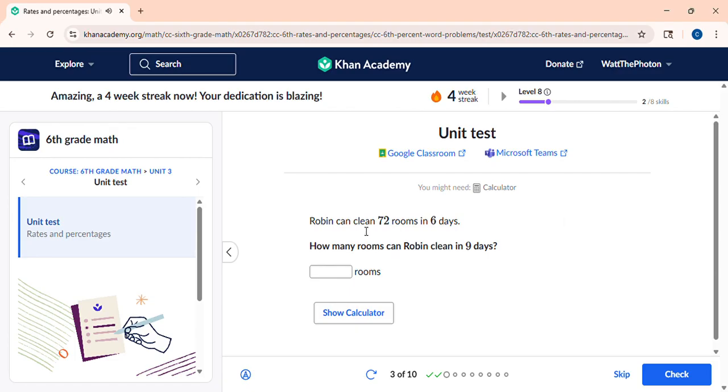There we go. Robin has to clean 72 rooms in 6 days. How many rooms can she clean in 9 days? So 72 divided by 6 is 12. And then 12 times 9 is going to be 108.